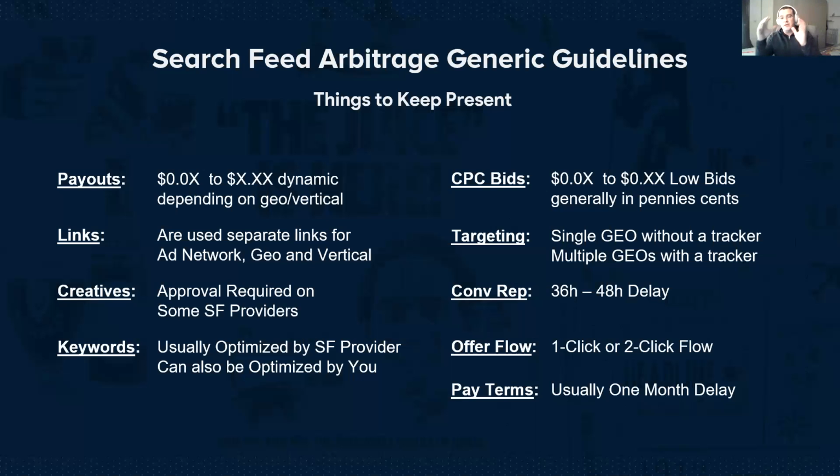So in this situation, it is best to use a click tracker rather than direct click them without a click tracker in between to filter or redirect the traffic. Some of the networks require the verticals to be approved before you send any traffic or before you get the chance to get the search feed link.